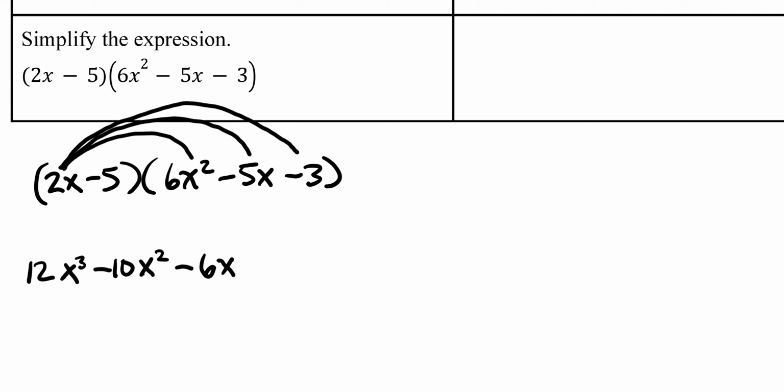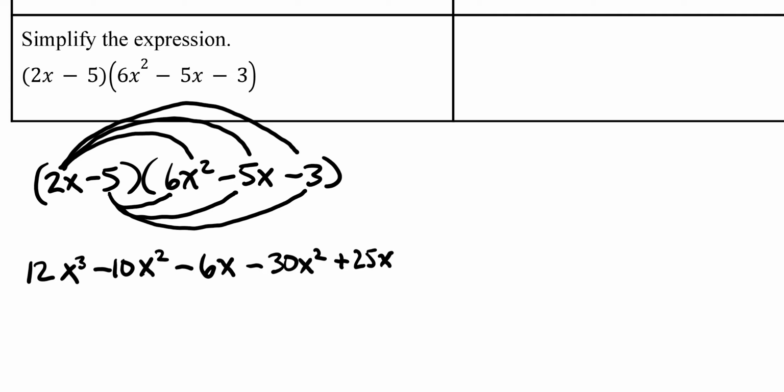Then I have to take the minus 5 times each of those as well. So minus 5 times 6x squared. Negative times a positive, that's negative 30x squared. Negative 5 times a negative 5x. Negative times negative is positive. 5 times 5 is 25, and then it has the x there as well. And then finally, negative 5 times negative 3. Negative times a negative is positive. And 5 times 3 is 15.